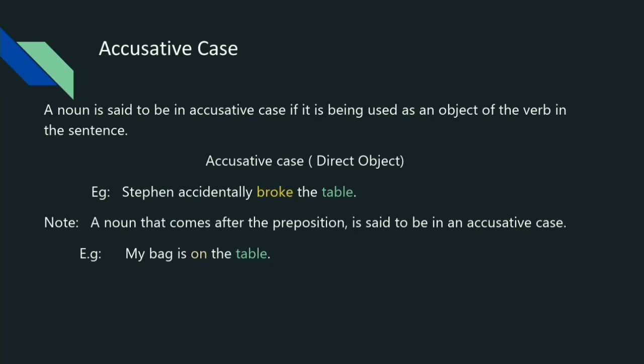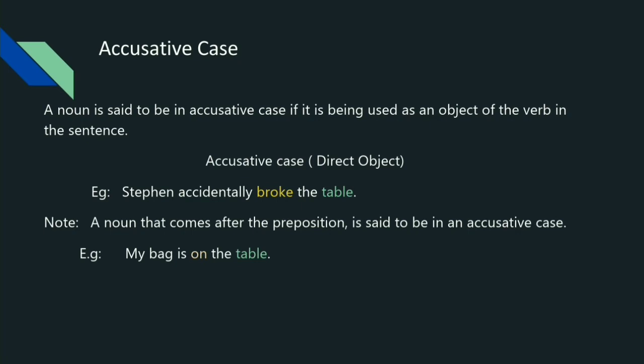Well, there is an important point to note, that a noun that comes after the preposition is also said to be in accusative case. I have given an example as well, like my bag is on the table. Now in this example, on is the preposition and the noun which is coming after the preposition is table, so this noun is also said to be in accusative case. I hope the concept of accusative case has become clear to you all.